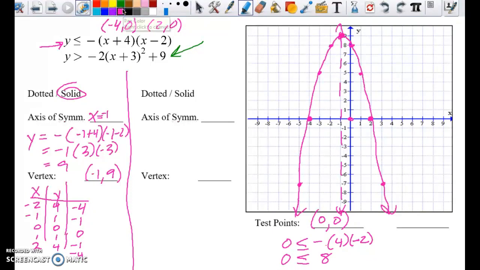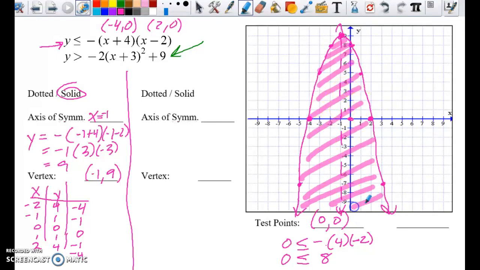So in this case, I'm going to shade where that test point was, which is underneath. I'm going to just do that. That's where my shading is. Let's graph the other one now in green. Okay, first of all, solid or dashed. This one is going to be dashed. Okay, we know it's dashed because there's no equality underneath the inequality sign.